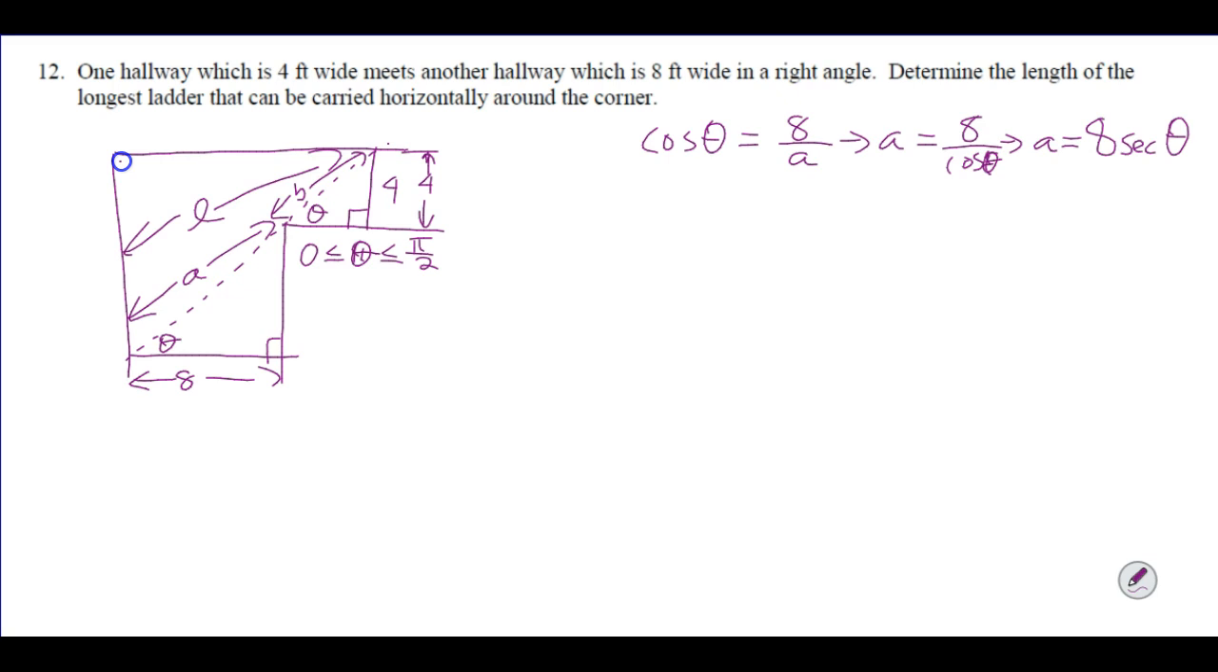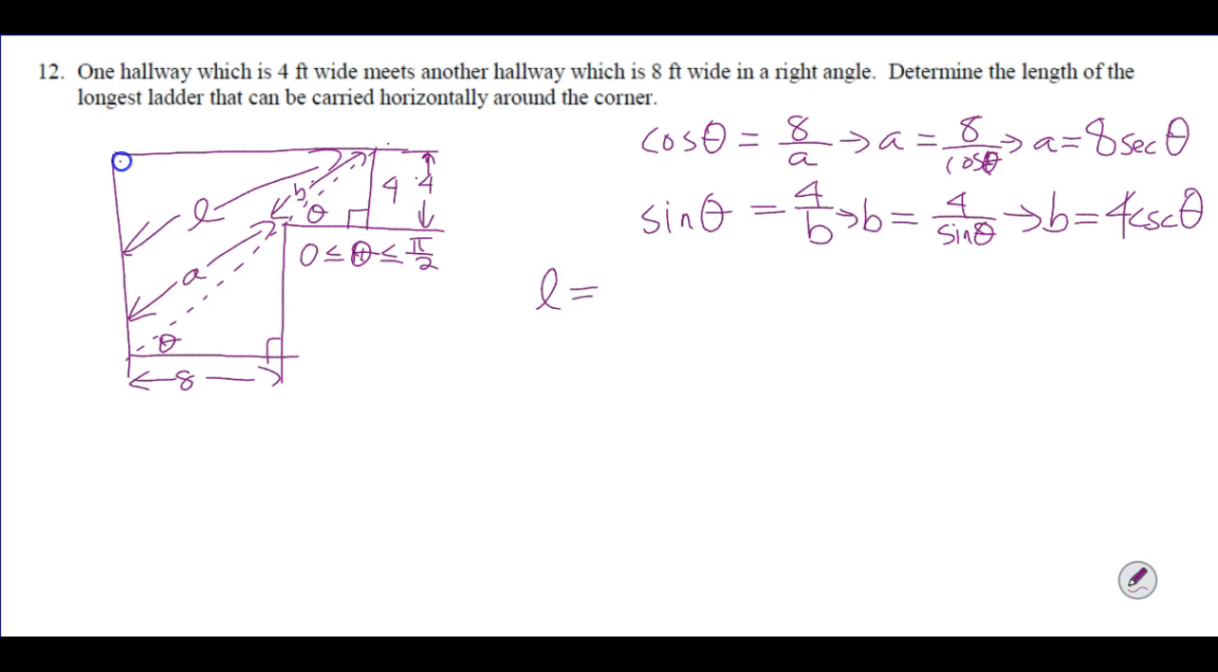And B. What are we going to do for B? We're going to do sine theta. Sine theta is opposite over hypotenuse, which is 4 over B. So B is equal to 4 over sine theta. And again, we don't want that, so we have 4 cosecant theta. We know the length is A plus B, which means the length is 8 secant theta plus 4 cosecant theta.